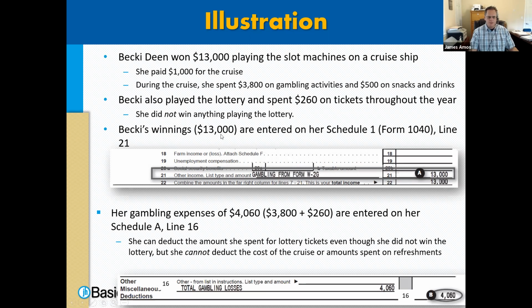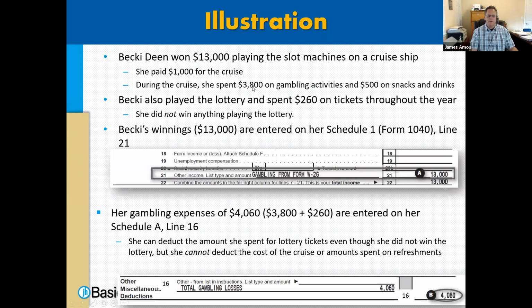Becky's winnings are $13,000, and she has to enter that. Regardless of her expenses, she enters all $13,000 as income. On line 21, other income, gambling from form W-2G. Remember the W-2G that Ryan just mentioned? She got one of those. There's the $13,000. Now, her gambling expenses, how much are they?